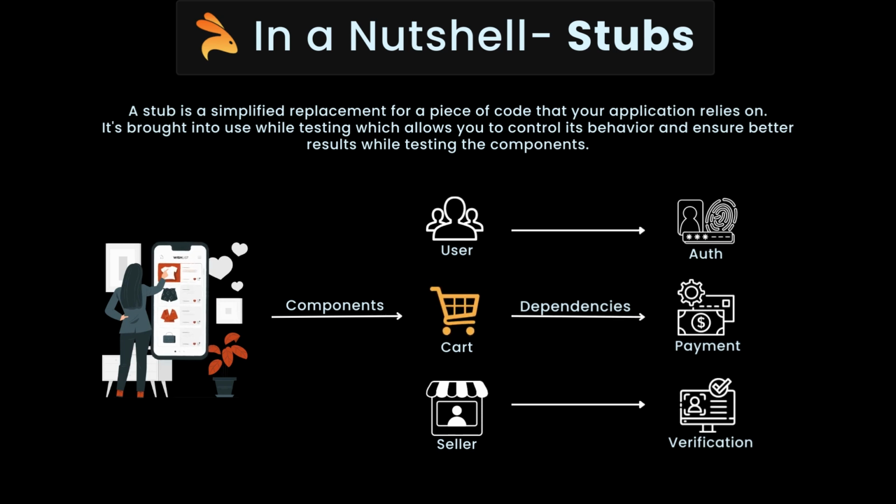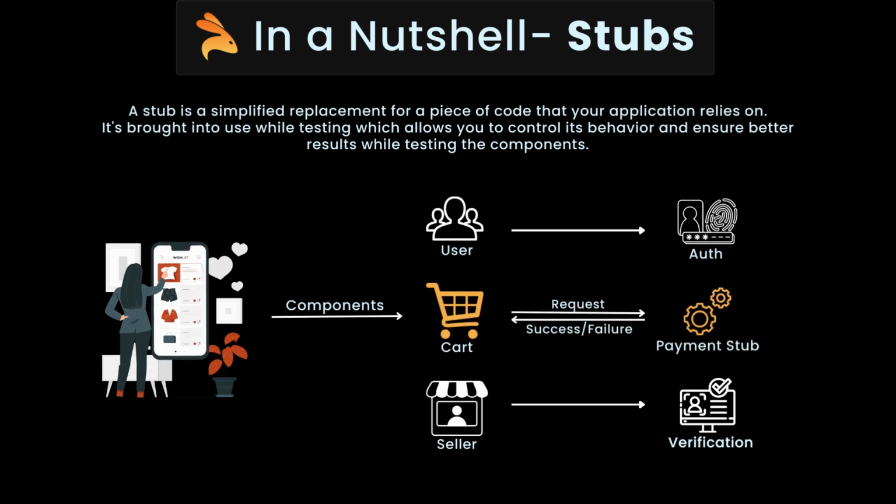Now, let's say you want to test the cart component in isolation without worrying about the payment gateway working perfectly fine every time. You only want to focus on testing the cart itself. This is where stubs come into play. In order to achieve isolation from the actual dependency, we replace it using a stub.